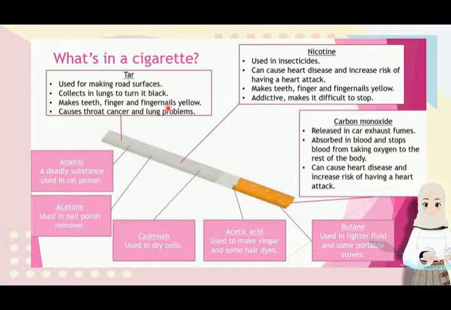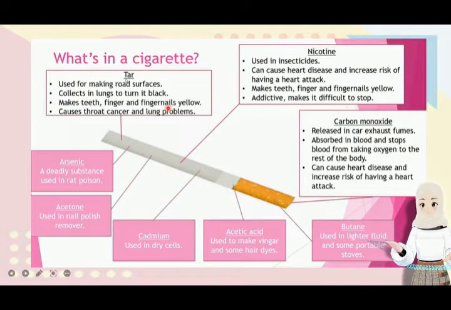So what's in a cigarette? For our syllabus, for our lessons, we usually focus on three of these substances: tar, nicotine, and carbon monoxide. The rest we should know, but you don't really need to know about it in detail.